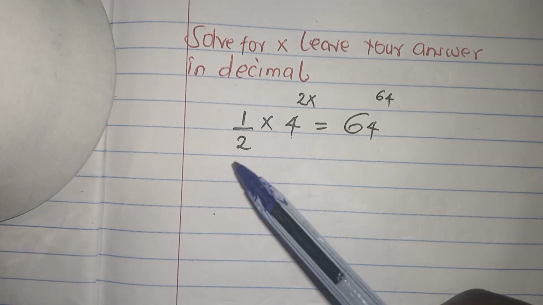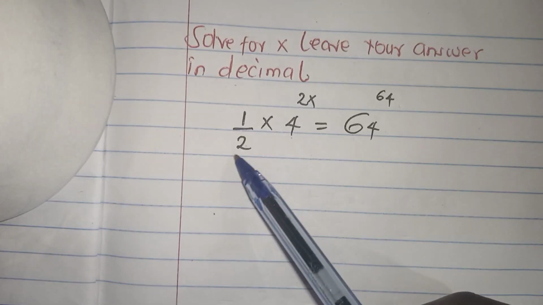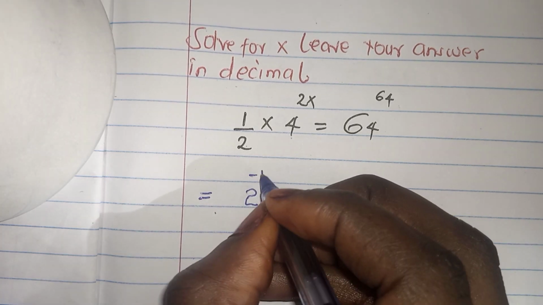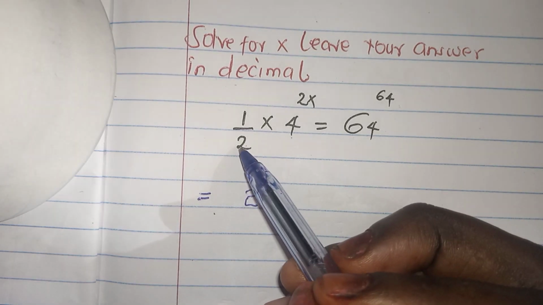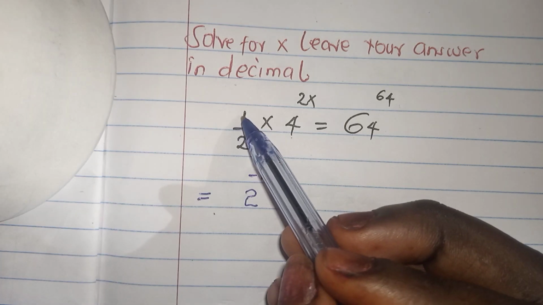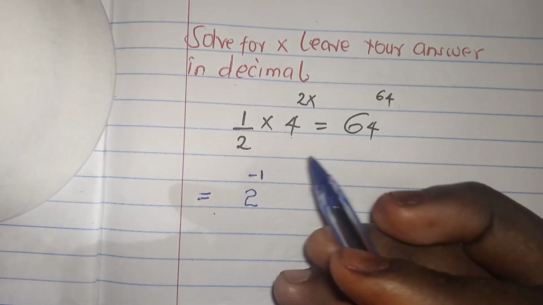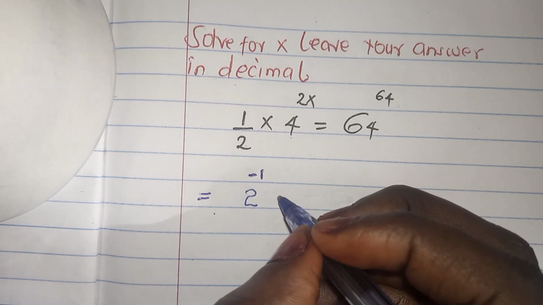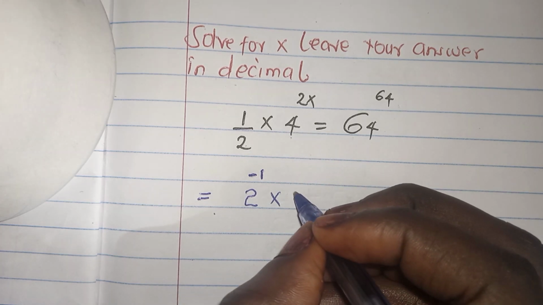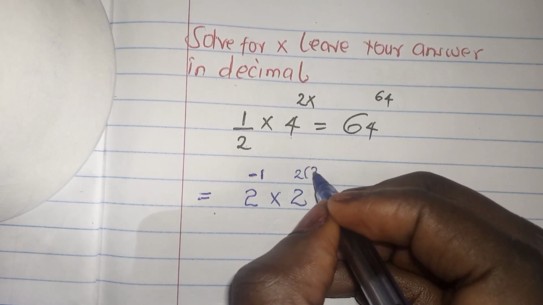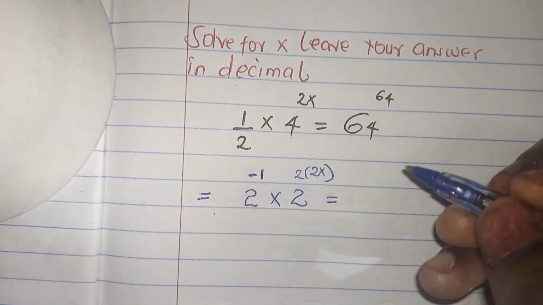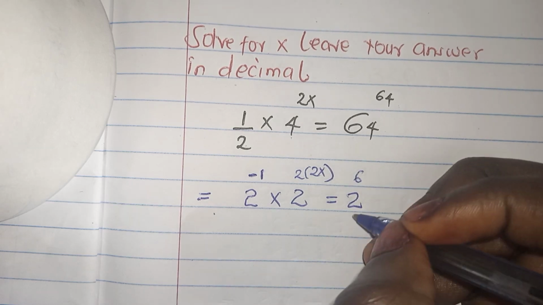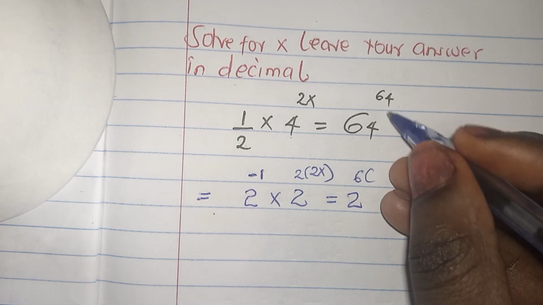Okay, so I'll begin with a half. The first step, we can write a half as 2 to the power of -1. I'm taking the denominator and the numerator and placing it into negative form. So it will be 2 to the power of -1 times 4, which I can write as 2 to the power of 2, into 2x, is equal to, for 64, I can write it as 2 to the power of 6, and 2 to the power of 6 is 64, into 64.